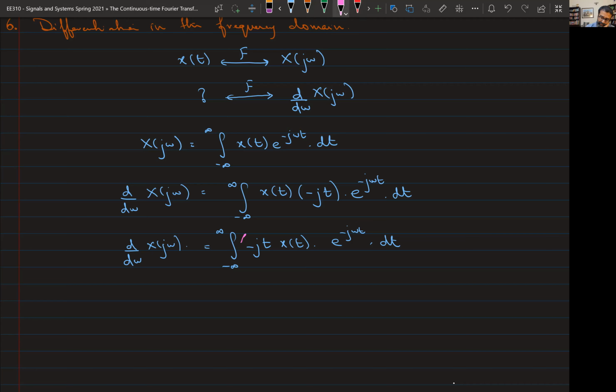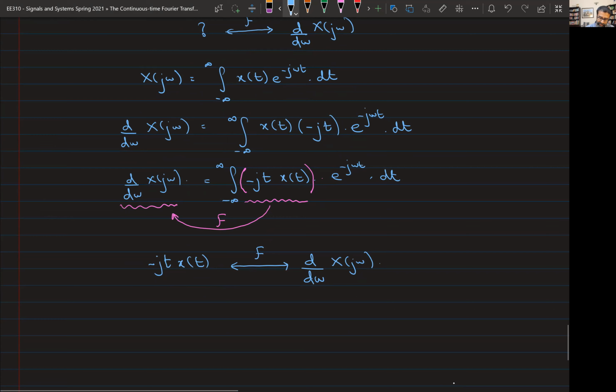So, who asked this question? Ibrahim, you did, right? On Slack. So clearly, this and this are Fourier transform pairs, right? In other words, the Fourier transform for this must be this here, just based on our discussions from earlier as well. So this is minus j times t x of t. The Fourier transform for that is d by d omega X of j omega.